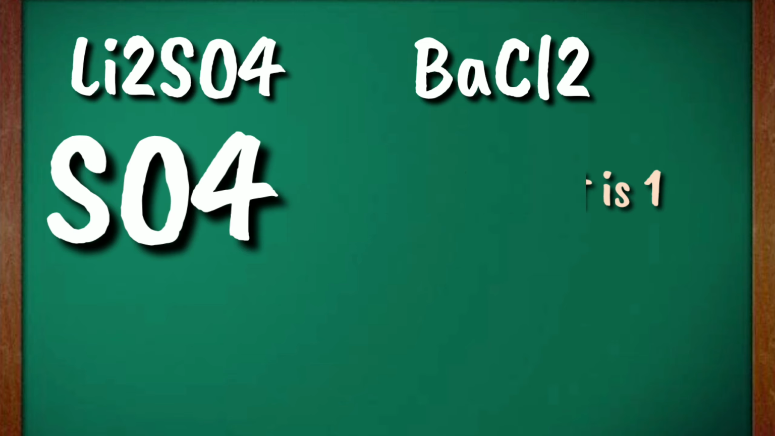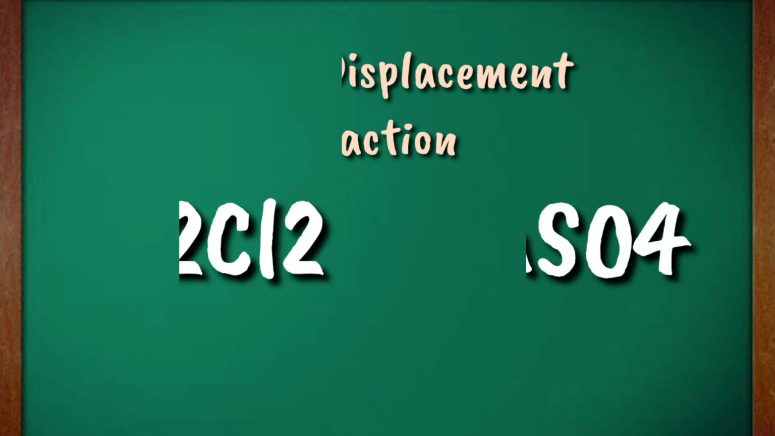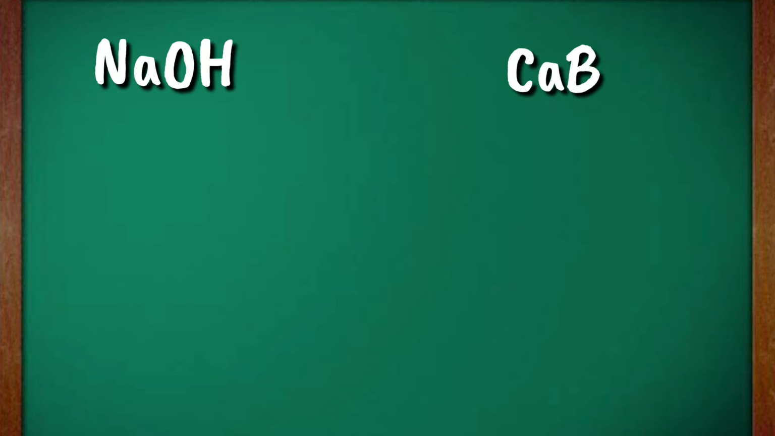Let's first determine the ions and their charges. Now, we can switch the ions and come up with the double displacement reaction. For our next example, let's look at the reaction between sodium hydroxide and carbon bromide.